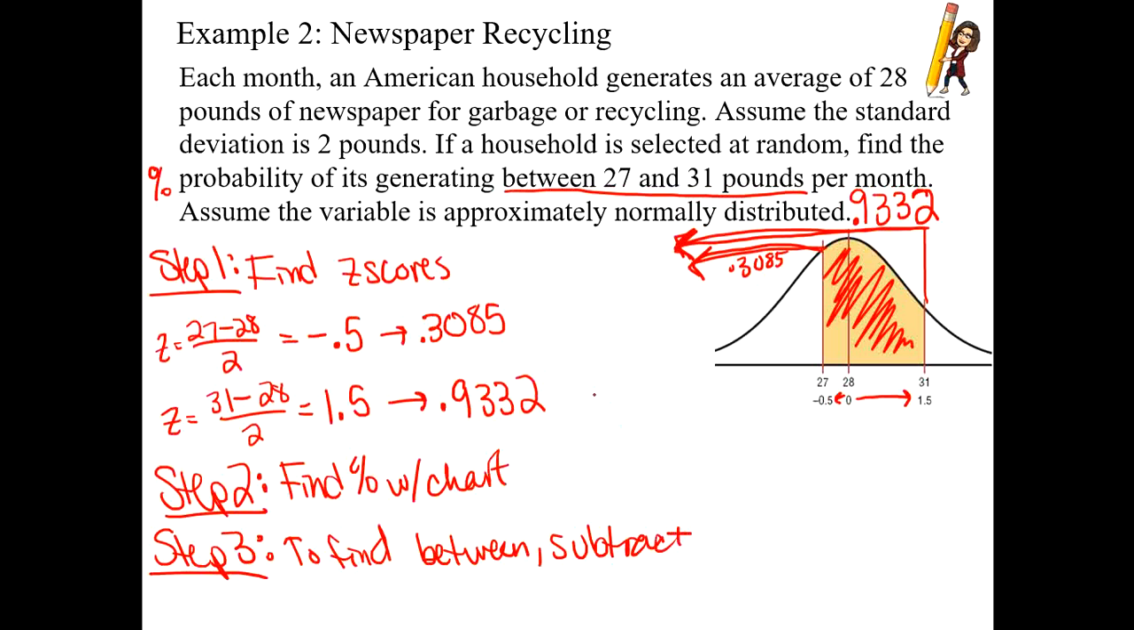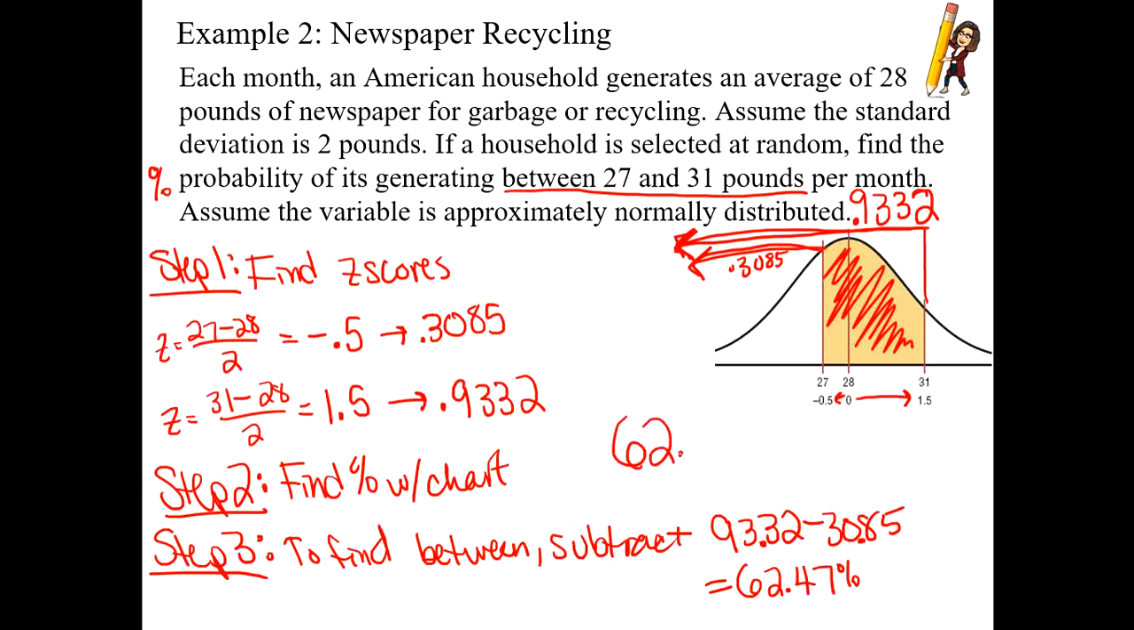Okay? So we're going to take 93.32% minus 30.85%. If we subtract those two, we're going to get a total percent of 62.47%. So when it asks, what's the probability of generating between that many pounds each month of garbage?